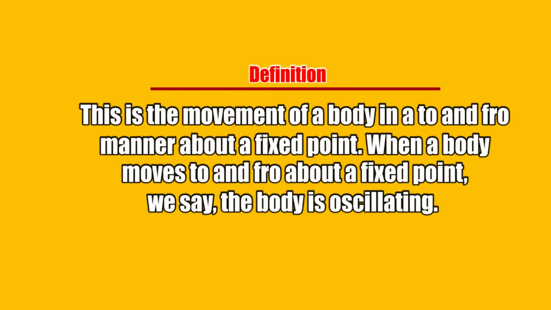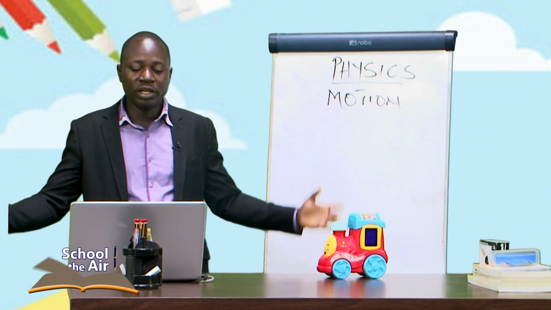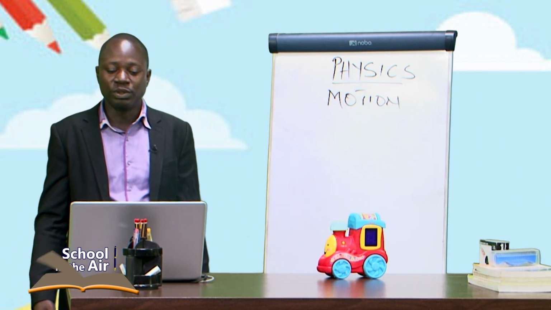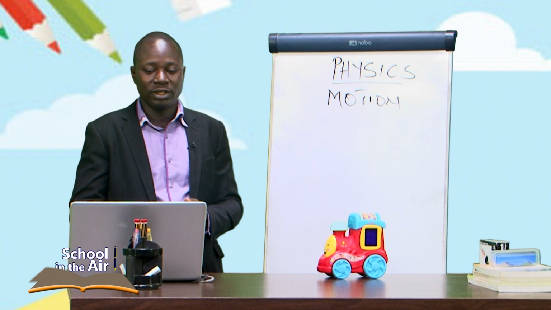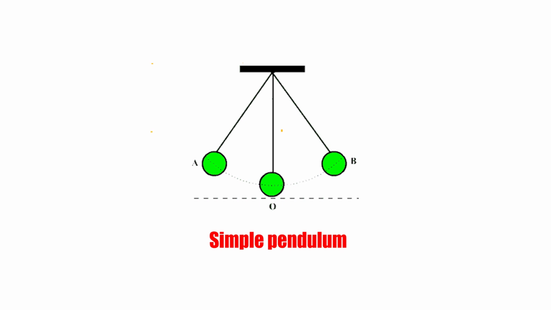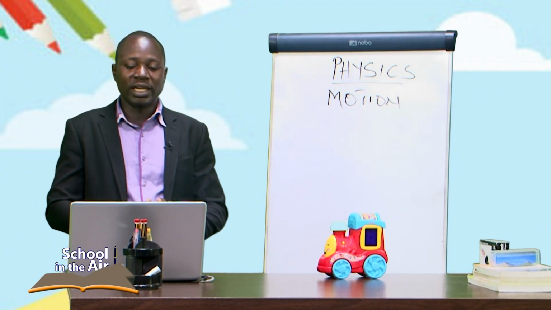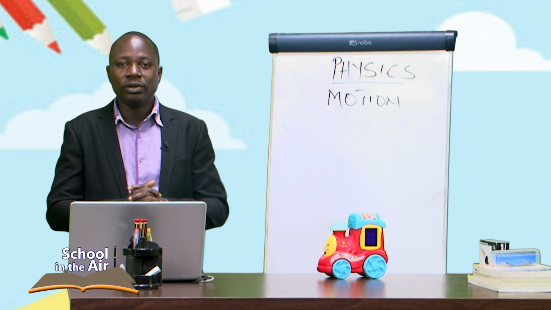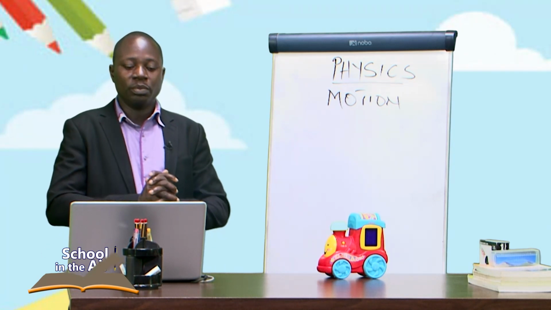Next is the one we call oscillatory motion. This is the movement of a body in a to and fro manner about a fixed point. So when a body moves to and fro about a fixed point, we say the body is oscillating. A good example of that is our simple pendulum. The motion of a loaded test tube inside water is also a good example of oscillatory motion.